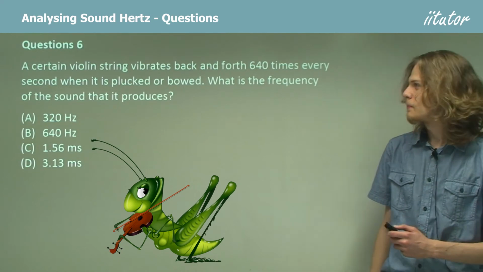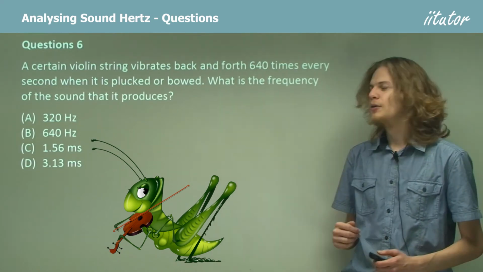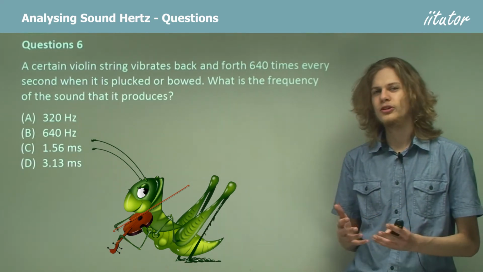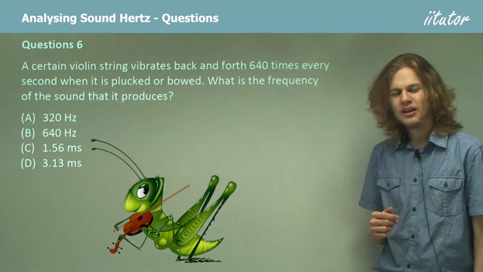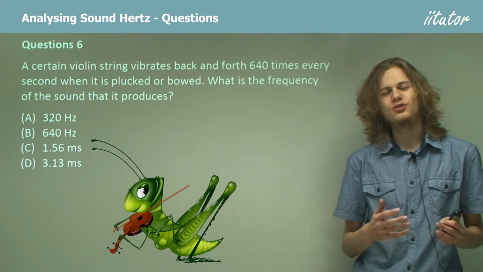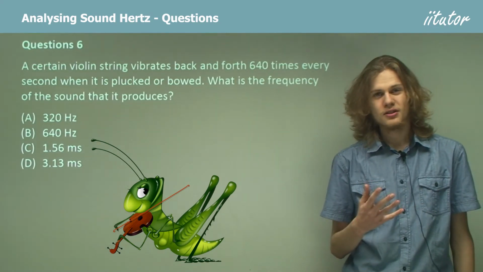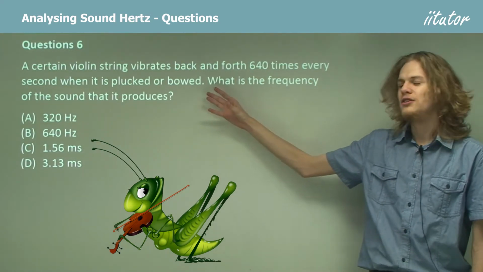Question 6. A certain violin string vibrates back and forth at 640 times a second. What is the frequency of the sound that it produces? Now remember, the frequency of a sound wave is determined by its source. In this case, that source is a vibrating violin string.